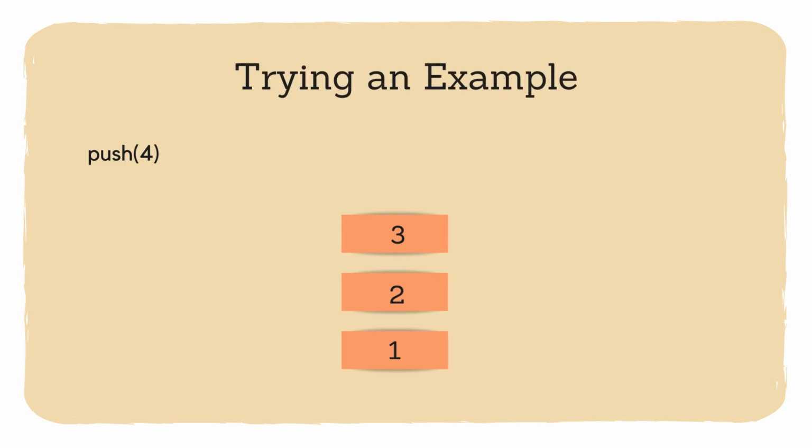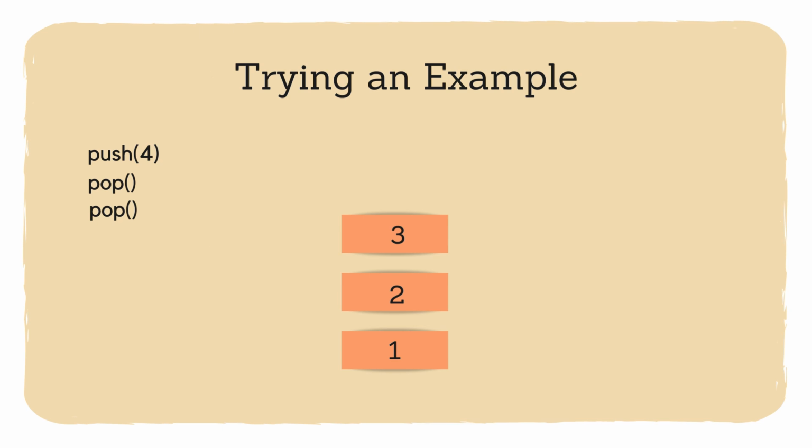So now let's try an example. We have a stack right here, and we want to push 4 into it. So that'll look something like this, where the 4 gets added right to the top, which follows the last in, first out principle. Now let's try popping. Remember, we also pop from the top of the stack, so in this case, we pop the 4 off. Let's try popping again.